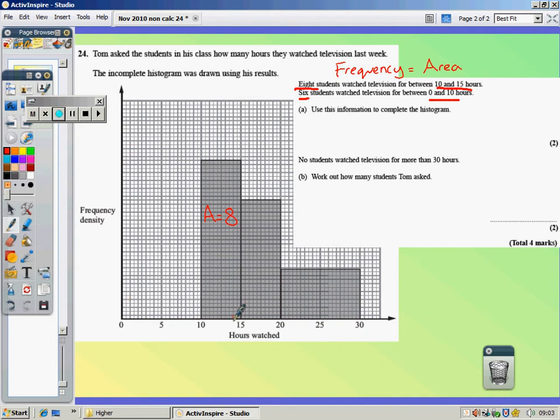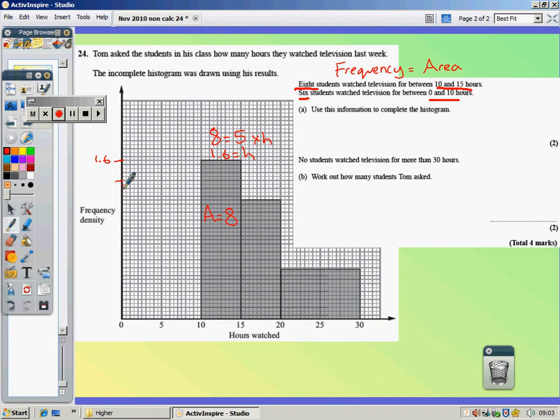So at the moment we are missing from this information the height of this bar and therefore the frequency density. Now we know that the width is 5, so therefore I can say that 8, which is my area, is equal to 5 times the height of the bar. And when we solve that, we find that 1.6 is equal to the height. So this value over here is equal to 1.6. And from that, we can now work out the rest of our graph.